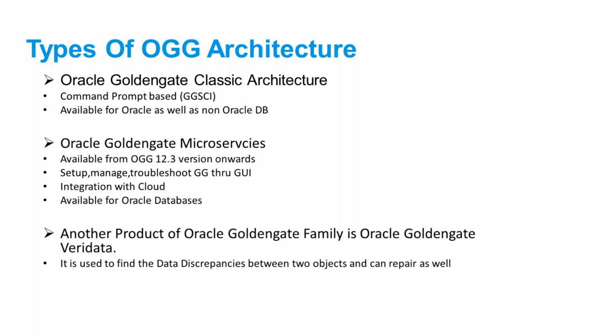So say there is a discrepancy of those 1,000 records, right? Veridata can repair those discrepancies for you as well and get the databases or objects into sync. So Golden Gate Veridata is another product of the Golden Gate family, which is used with Oracle Golden Gate. Many organizations right now are using it, and it is getting very popular.